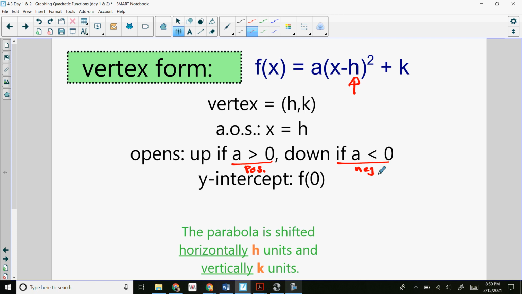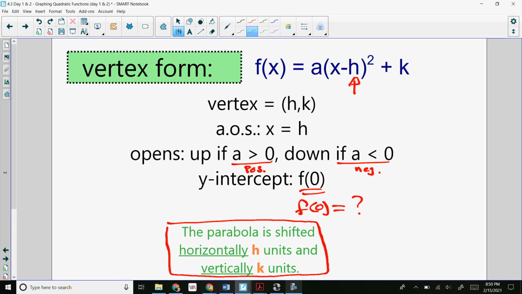And then our y-intercept, this time you will have to plug in f of 0 and see what the output is in order to determine the y-intercept. And that's going to be in the form 0, since we inputted, or our x value, we input a 0, and whatever the output is going to be that question mark. Maybe again 0.4, 0.3, whatever it ends up being. Okay. A couple of things to note is the parabola is shifted horizontally h units and vertically k units. And that's shifted from our origin.